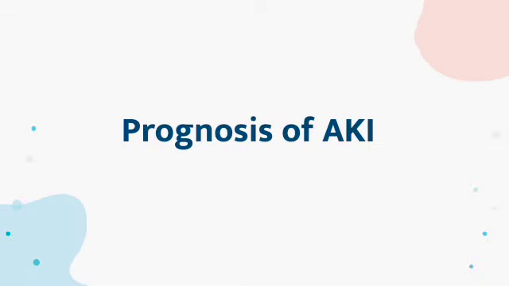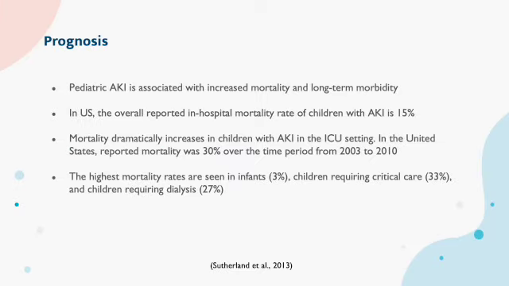Now we'll move to the last part of the presentation, prognosis. Pediatric AKI is associated with increased mortality and long-term morbidity. In the US, the overall reported in-hospital mortality rate of children with AKI is 15%. Mortality dramatically increased in children with AKI in the ICU setting, and the reported mortality was 30% over the time period from 2003 to 2010 in the US.